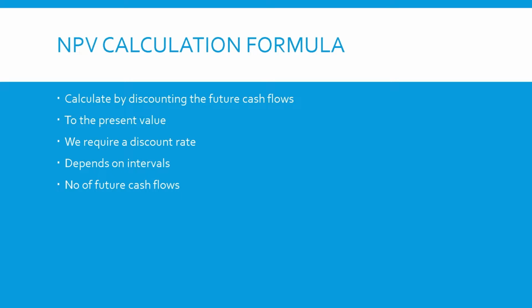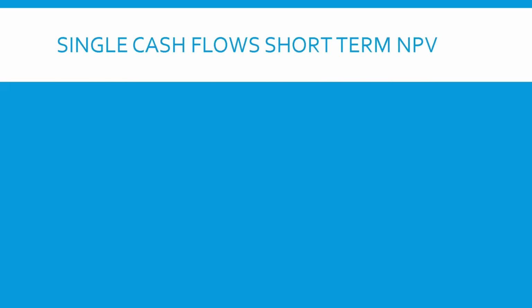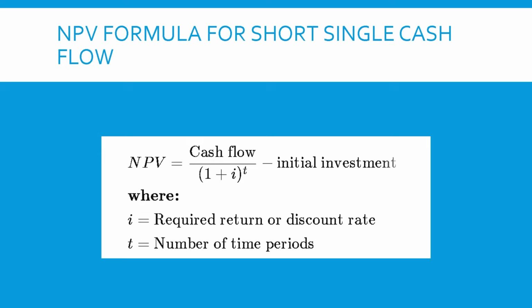This means that the formula for calculating the NPV for a short-term project with one cash flow differs from that of a multi-year investment with multiple cash flows. When calculating the NPV for a short-term project with a single cash flow, the only variables required to get the present value are the cash flow, time period of the cash flow, and the discount rate. Here is the NPV formula for a one-year project with a single cash flow, where i equals discount rate, t equals number of time periods.